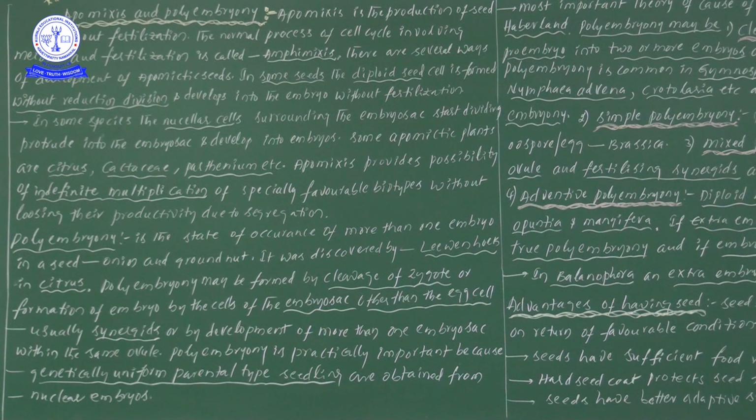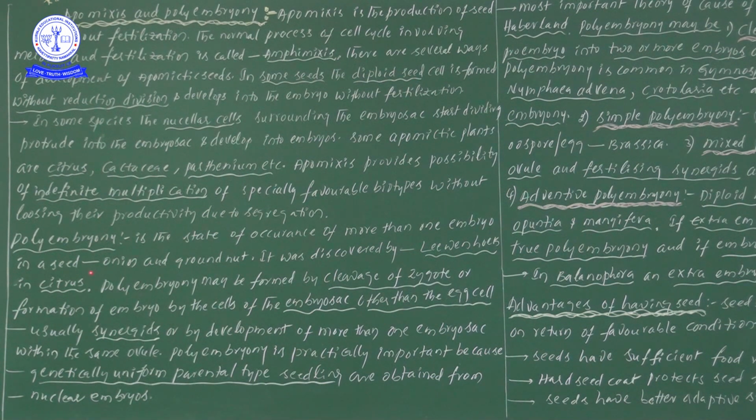So I have skipped most of it, but the remaining information I have given to you. Now polyembryony, the word itself gives information. Poly means many. Which one is many? Embryos. In our textbook I have given a definition also: polyembryony means occurrence of more than one embryo in a seed. So when the seed consists of more than one embryo, that statement is taken as polyembryony.